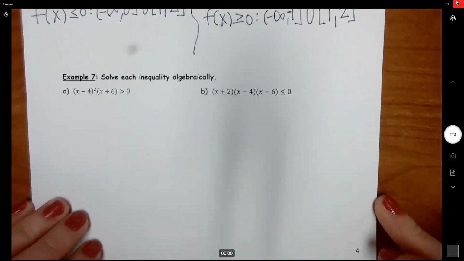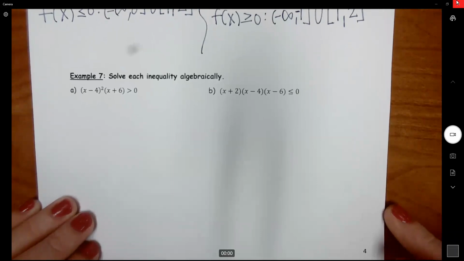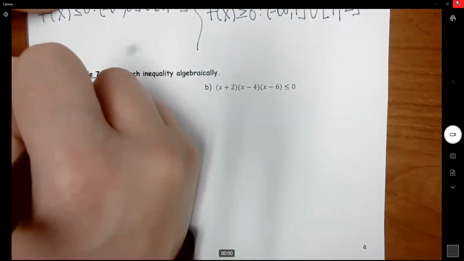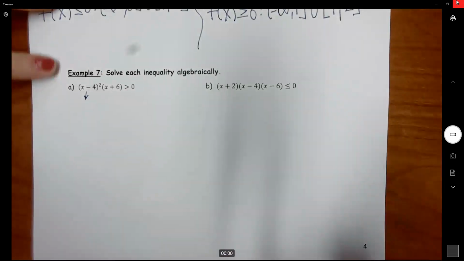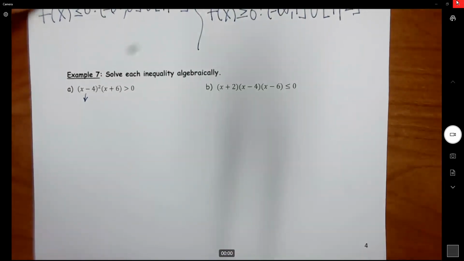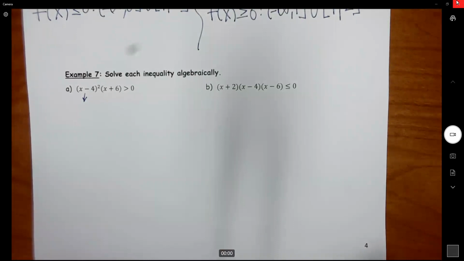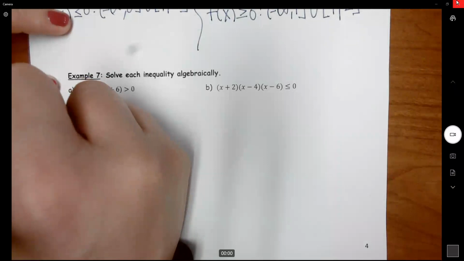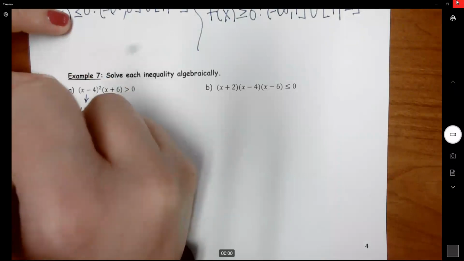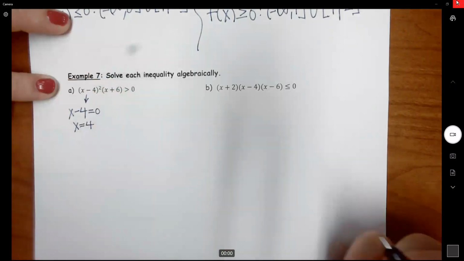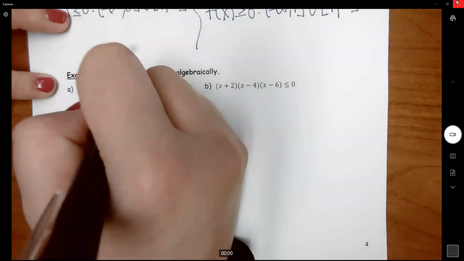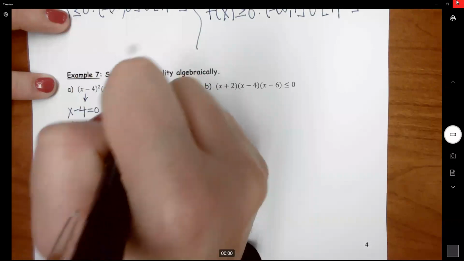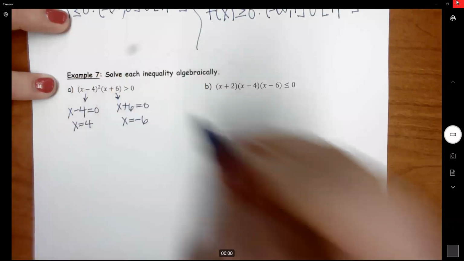And now we need to do it algebraically. So you need to find your zeros. Luckily, these are factored for us, and that's really the hardest part of these. So we're done with that part. So now solve these to get your zeros. So when I do x minus 4 equals 0, we're going to get x equals 4. And then here, when I set x plus 6 equal to 0, we'll get x equals -6.